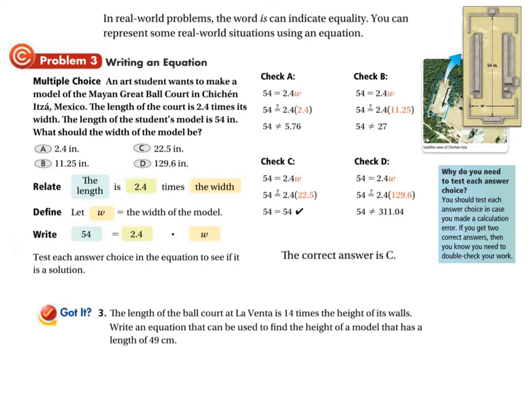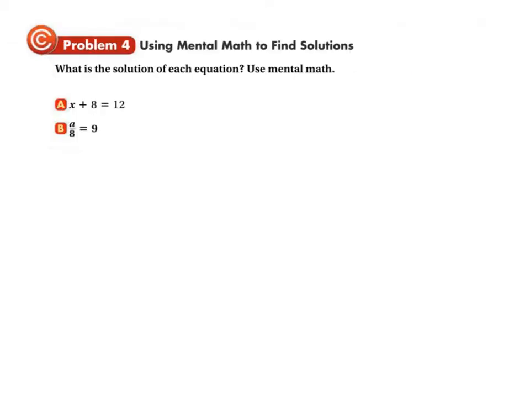Here's your got it problem. Okay, so you can use mental math, and this is how you're going to do it. You see here, it says, what is the solution of each equation? X plus 8 equals 12. Just think, what plus 8 equals 12? And hopefully you come up with 4. And if you plug 4 in, you see that it works.